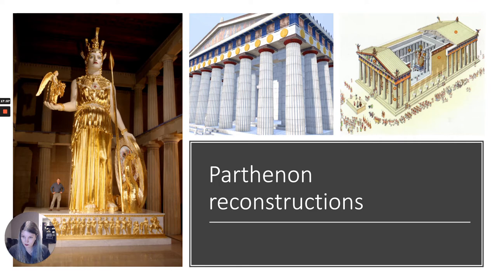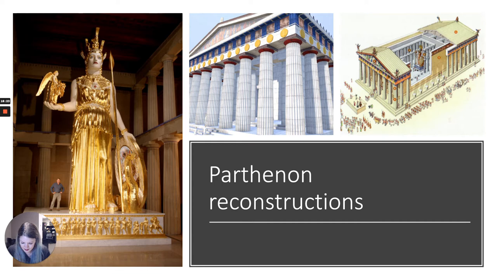Parthenos again meaning virgin. It was built in 438 BC and it was 38 feet tall. So it was a very, very large monumental sculpture. The original is lost, but we have reconstructions. There were Roman copies and really detailed descriptions from many Greek and Roman writers, so we know a lot about it. We have a really good idea of what this thing looked like.